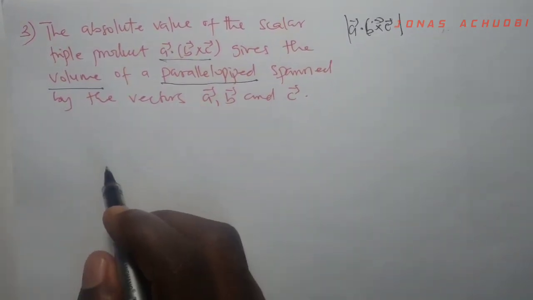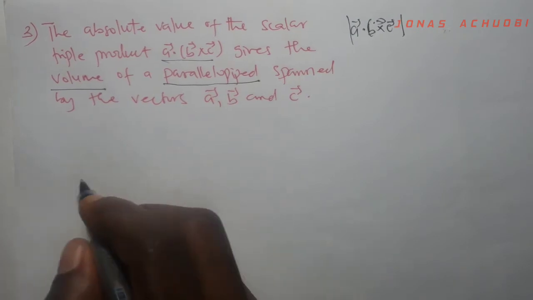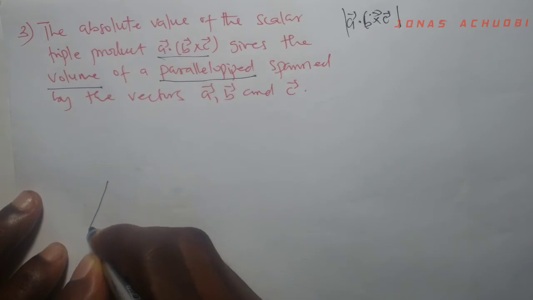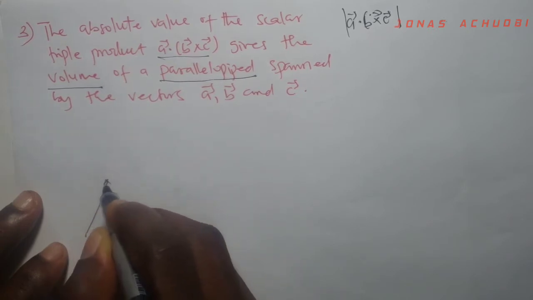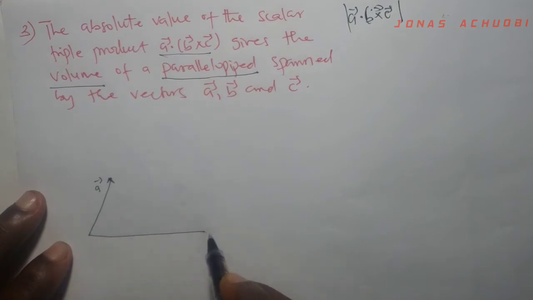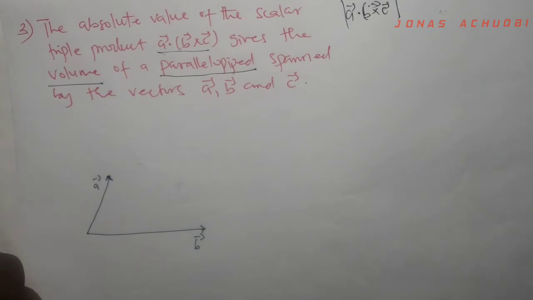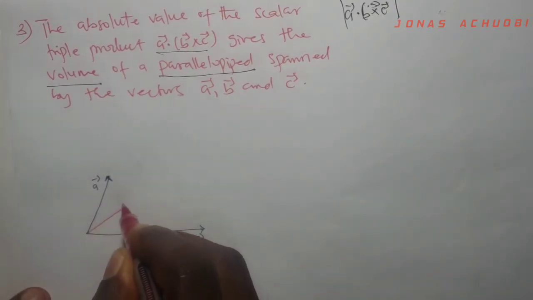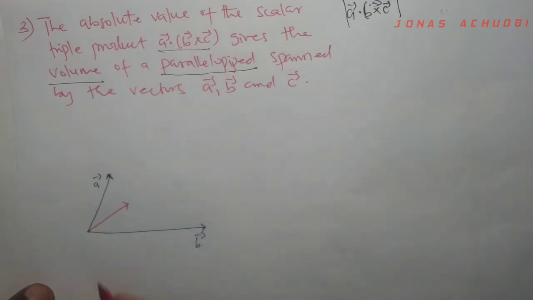So we have 3 vectors given. Let's look at this. This is my vector A. And then this is vector B. I want to define my third vector, vector C. So vector C is a vector somewhere here. That is vector C.